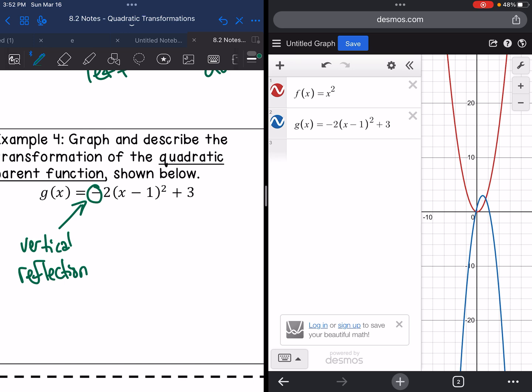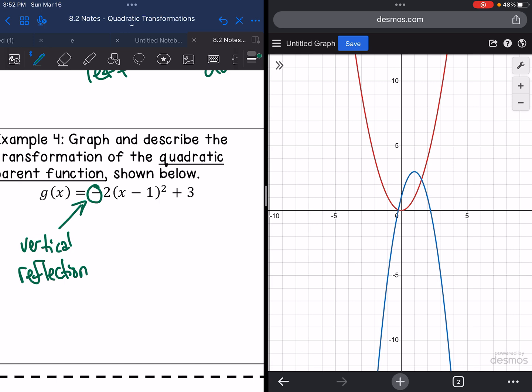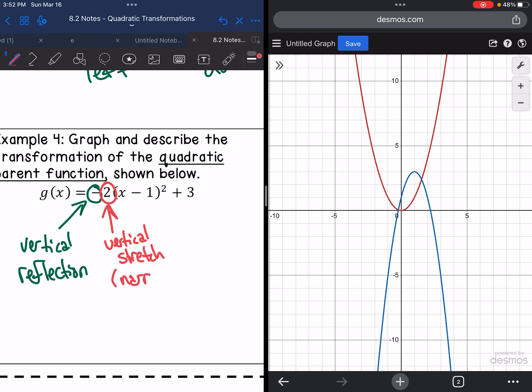If I started at my vertex for my blue, since this is flipped over, I got to go down. But if I go down 1 over 1, I'm out too wide, all right? So this has actually narrowed, and that's because we're multiplying by a number that is bigger than 1, right? So the negative and the 2 are treated as two separate transformations. So this is called a vertical stretch, and that's what caused it to narrow, all right? It's narrower, it's skinnier than the red function that we had, all right?